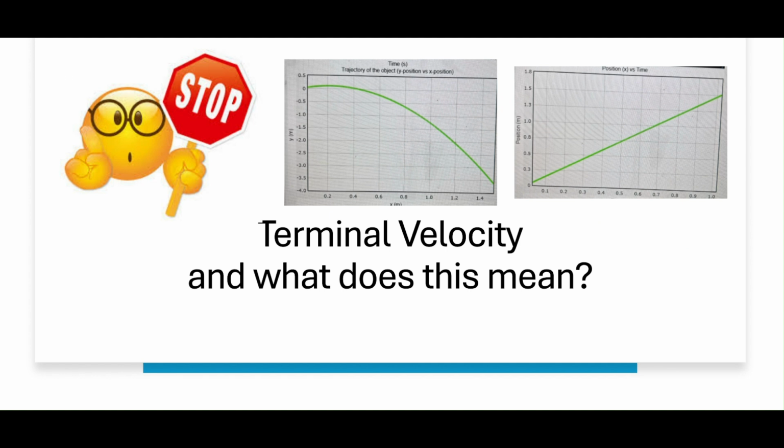Terminal velocity and what it means. Now, in the constant position X graph, we can see that there is a terminal velocity due to there being a constant velocity. Now, in our Y position, there is not a constant, due to the fact that there's not a terminal velocity, because there is no constant force. The force differs, so it will not end.